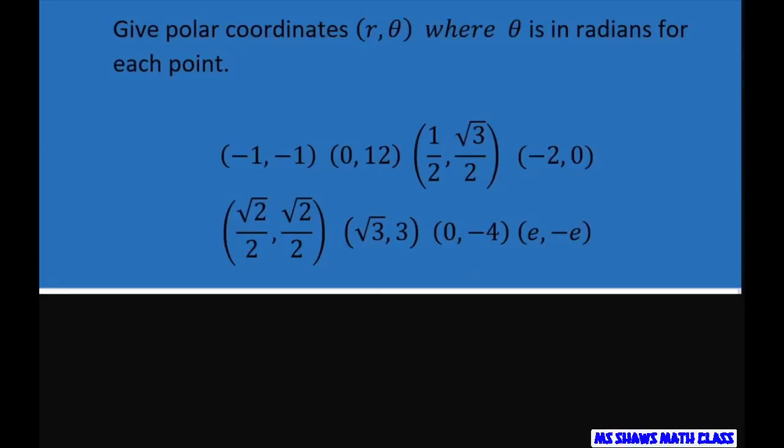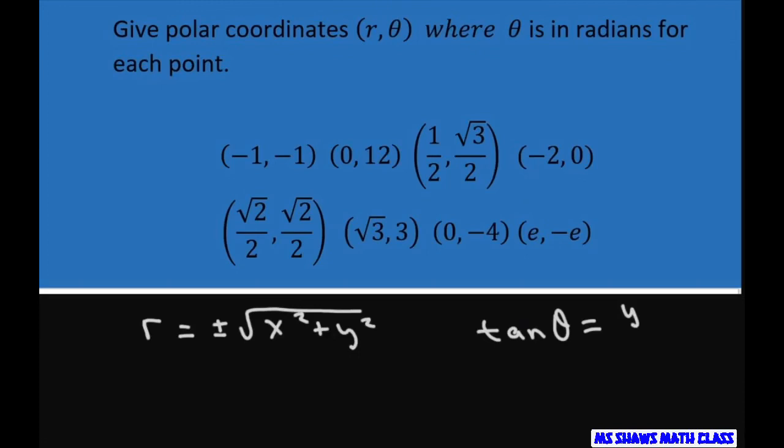Hi everyone, we're going to get polar coordinates (r, θ), where our angle is in radians for each point. So we're given it in rectangular coordinates, and to get our r, we're just going to use the Pythagorean theorem. So it's going to be plus or minus the square root of x squared plus y squared. And to get our angle, we're going to use tan θ equals y divided by x, or our angle is inverse tan of y divided by x.